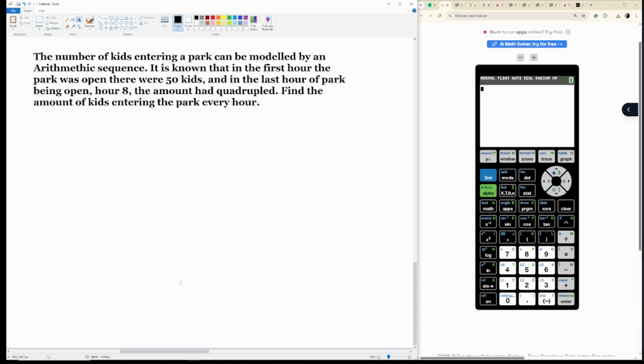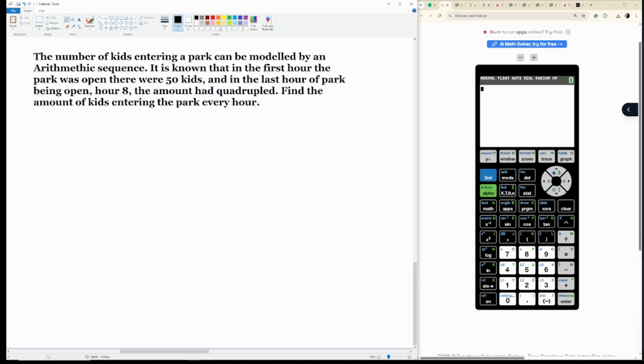So, the number of kids entering a park can be modeled by an arithmetic sequence. It is known that in the first hour the park was open, there were 50 kids. And in the last hour of the park being open, also known as hour 8, the amount of kids had quadrupled. Find the amount of kids entering the park every hour.